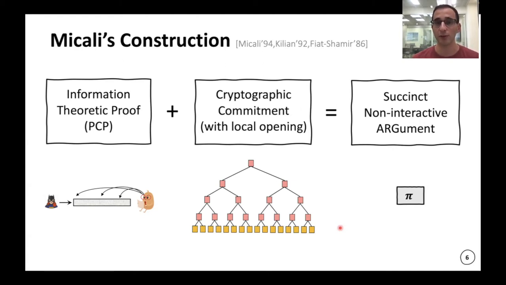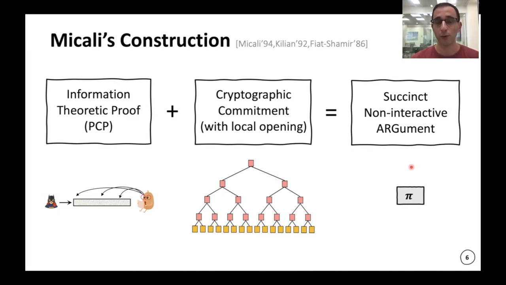I talked about constructions, and we're going to focus on the main construction, the beautiful construction of Micali, which dates back to 94. It's a construction based on Killian's interactive version, where he made it non-interactive using the Fiat-Shamir transformation. And in a high-level overview, the construction is as follows. We're going to take an information theoretic proof, in our case, a PCP. We're going to combine it with a cryptographic commitment scheme that supports local openings. This is going to be a Merkle hash. And together, what we're going to get is our SNARG.